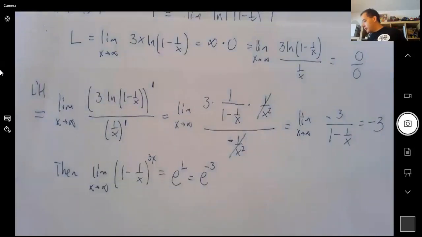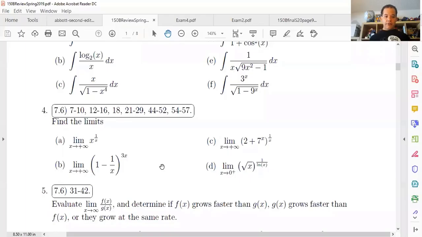Okay, so there was another one that I wanted to do from here. Let me go back. So let's do D, 4D. So that one is the limit when x approaches 0 from the right of root x to the power 1 over ln x. Okay, let's go.